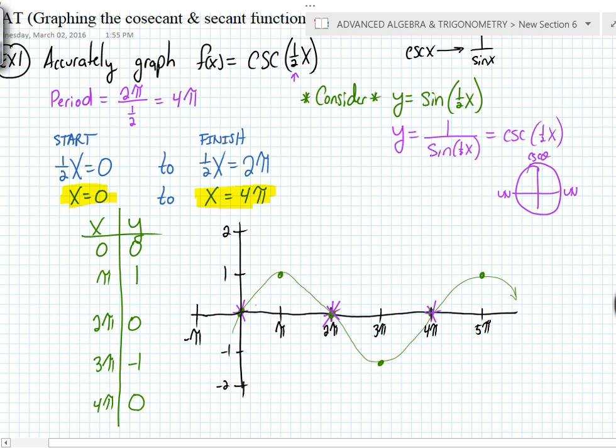I'm putting purple asterisks on them right now. So there would also be one over here at 6 pi. All we have to do there is put a vertical asymptote. So I'm going to put a dotted line that passes through those.